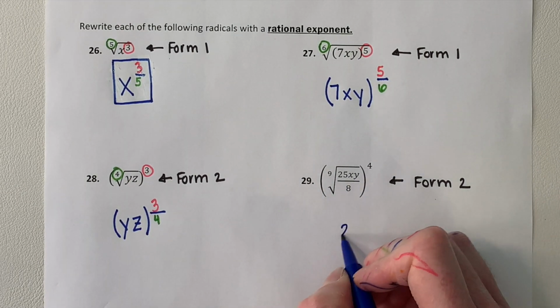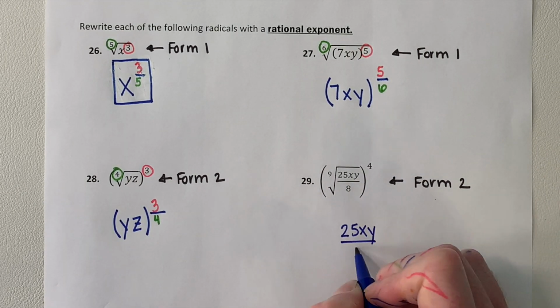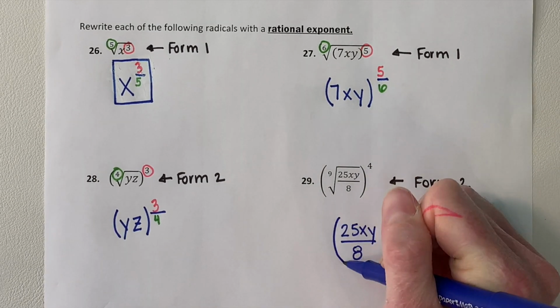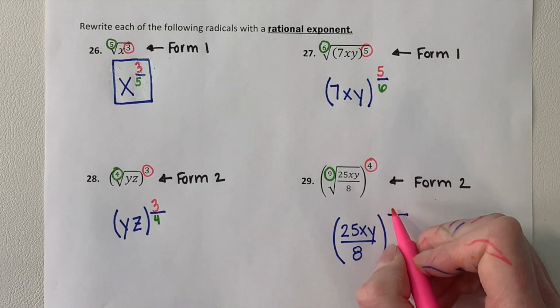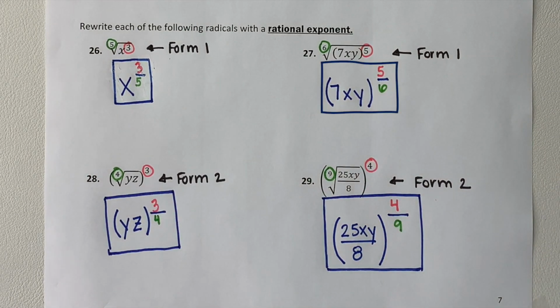And let's try this last example. We'll start by writing our base 25xy over 8. And then let's add parentheses around it. And then the index becomes the denominator, and this exponent becomes the numerator.